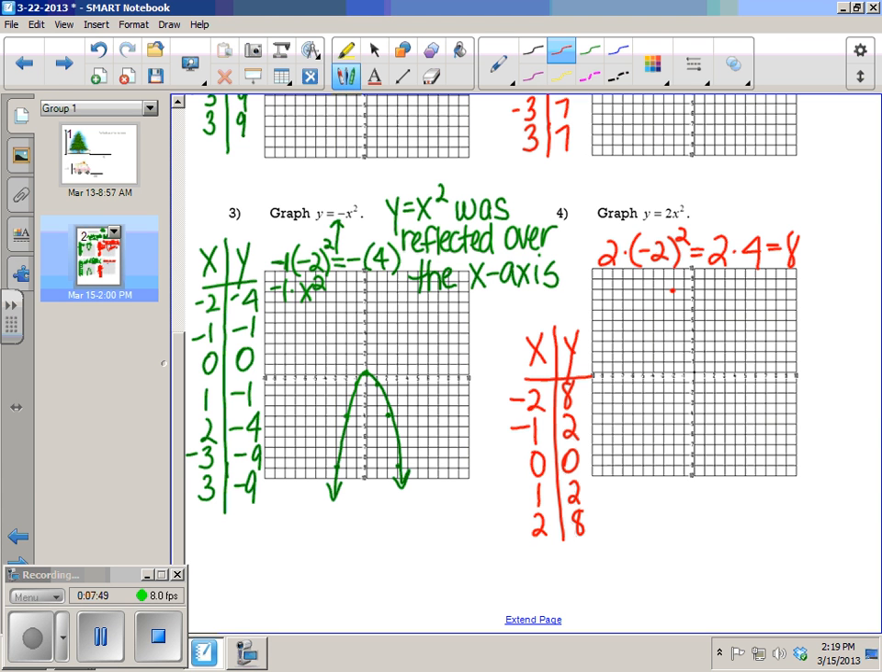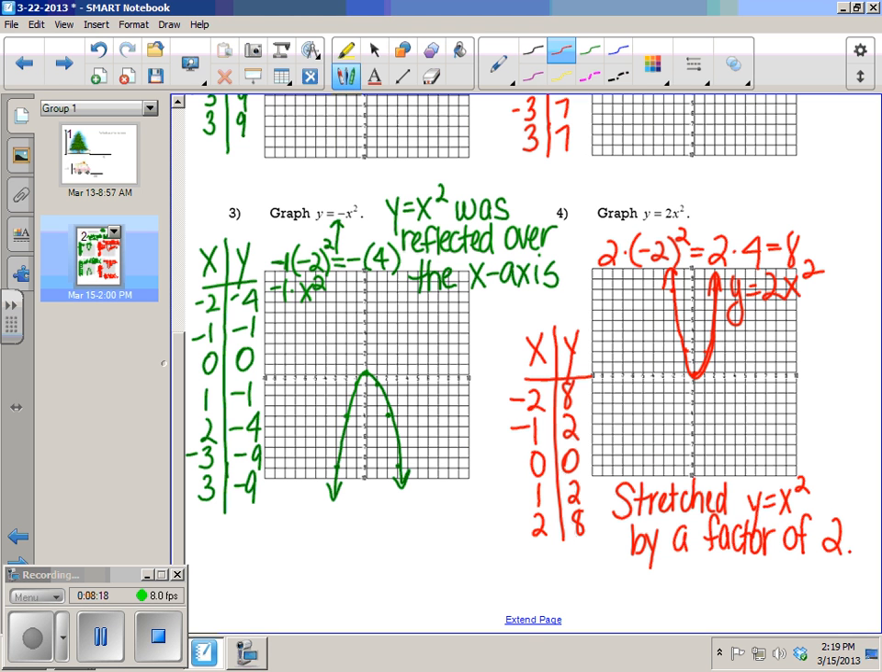So I plot those points, and the parabola looks like this, where it actually was stretched. It stretched y equals x squared by a factor of 2. And I need to go back to number 3, my label on there is distances.